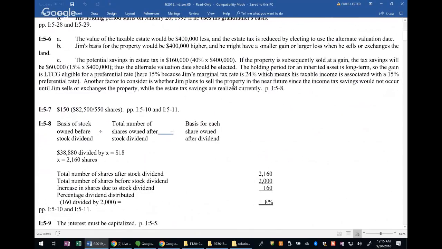If you divide 18 into 38,880, that gives you 2,160. They're doing it a different way than I was going to do it, by the dollars. They're going to do it by the shares. So obviously we got a 160 share dividend. Divide 160 by 2,000. That gives you an 8% stock dividend.